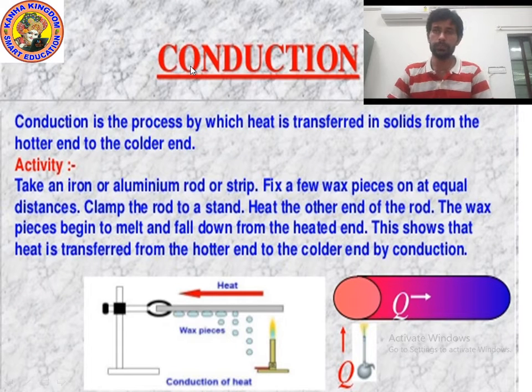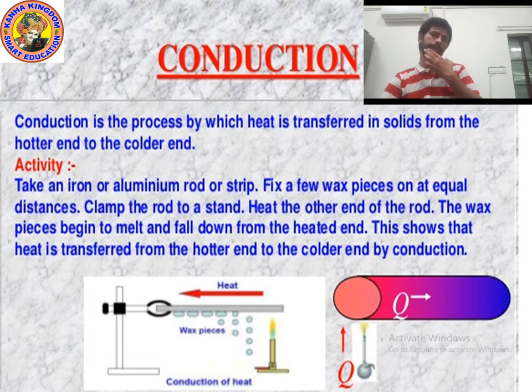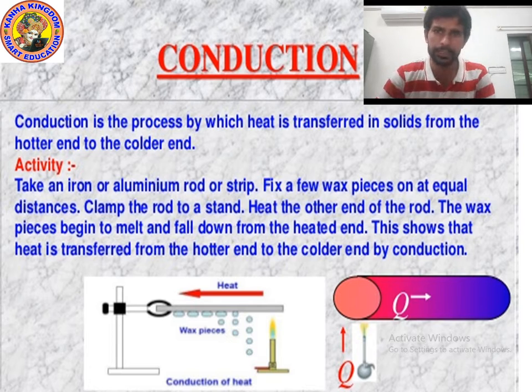Hello class 7. We have been studying heat, and last time we studied how heat is transferred. Heat is transferred by some methods: first is conduction, second is convection, and next is radiation. We did not study radiation last time, am I right? But we studied conduction and convection. So let's revise again, then we will move on to radiation.